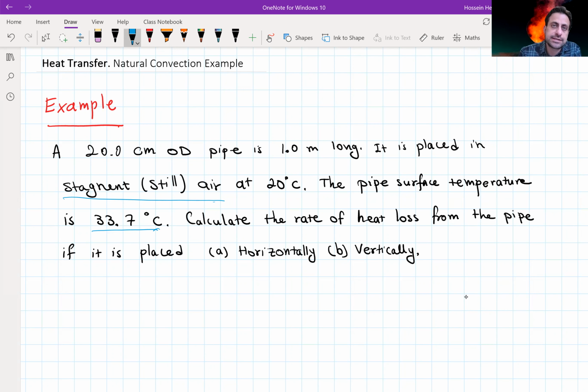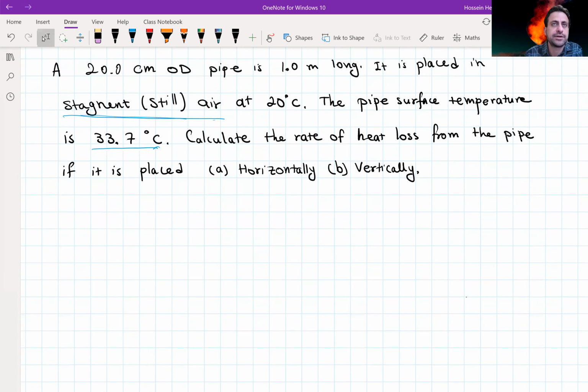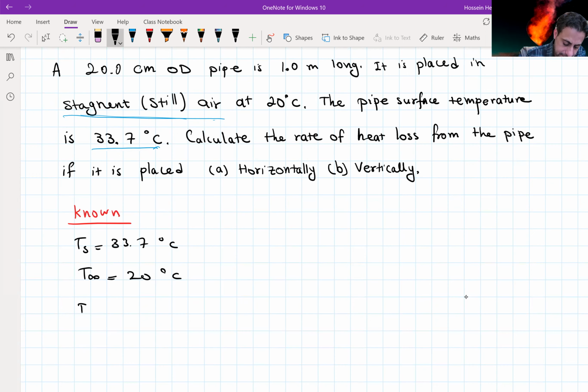Now, it doesn't say anything about what type of convection happens, but since we know this is still air or stagnant air, we know that's going to be natural convection, if there is a convection happening in the system. So let's start by listing the known parameters. What are given: Ts is 33.7 degrees C, T infinity is 20 degrees C, diameter is 0.2 meter, length is 1 meter.